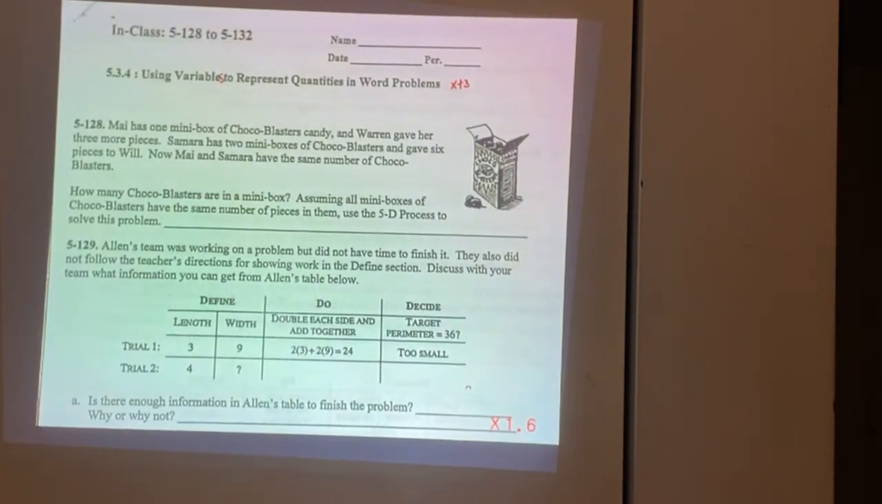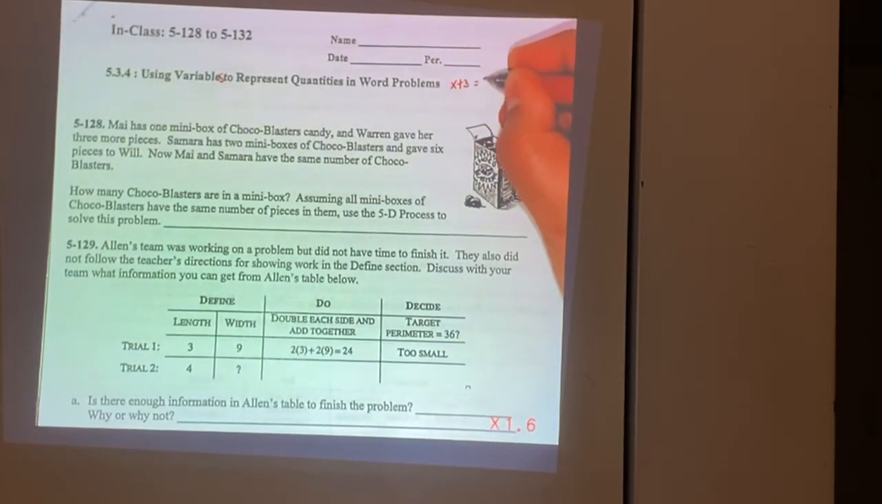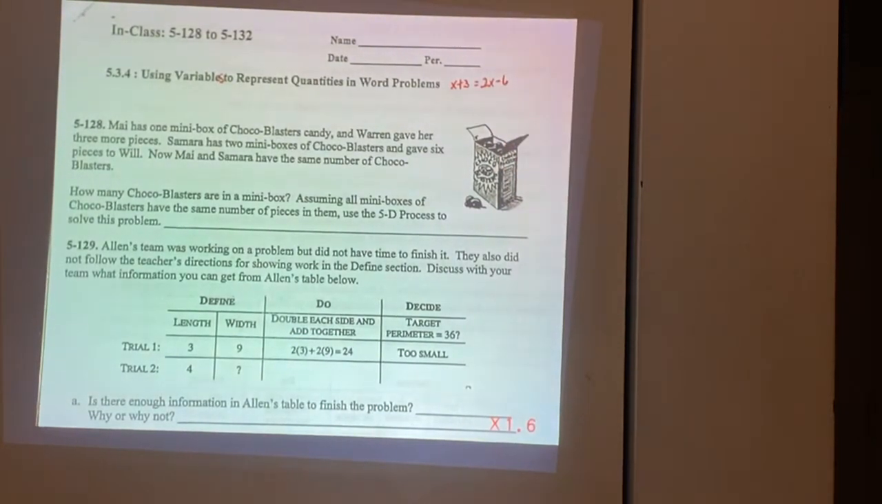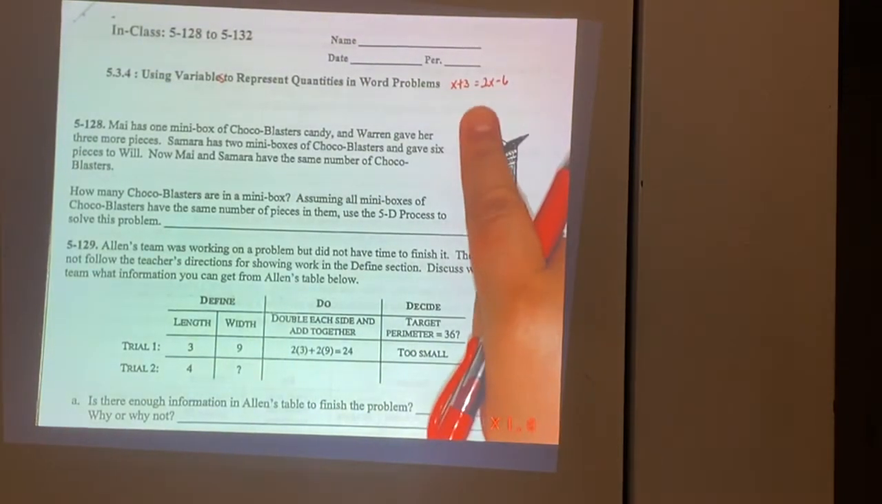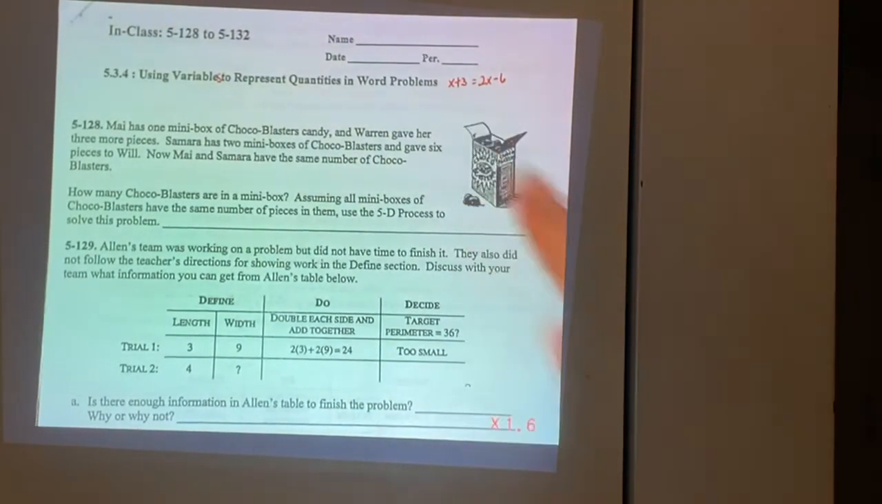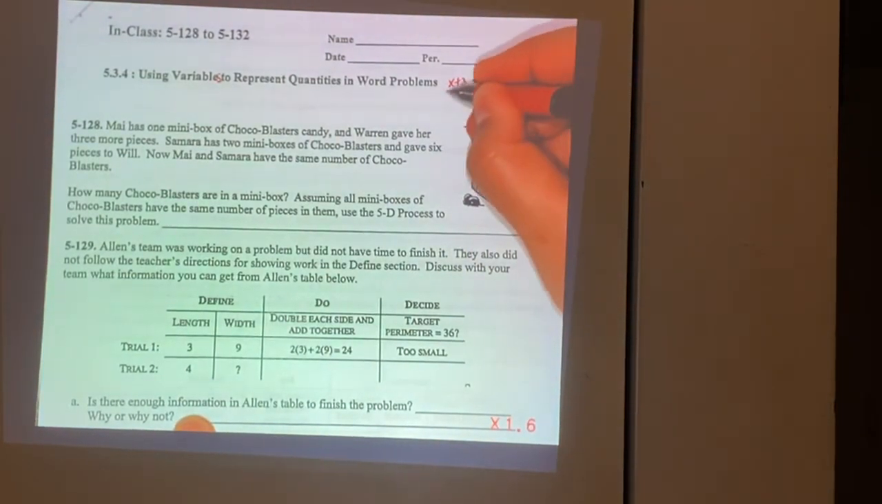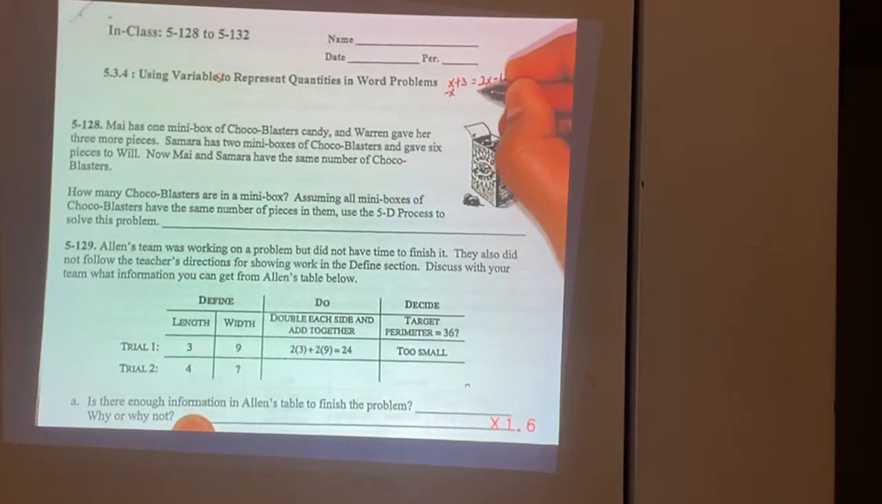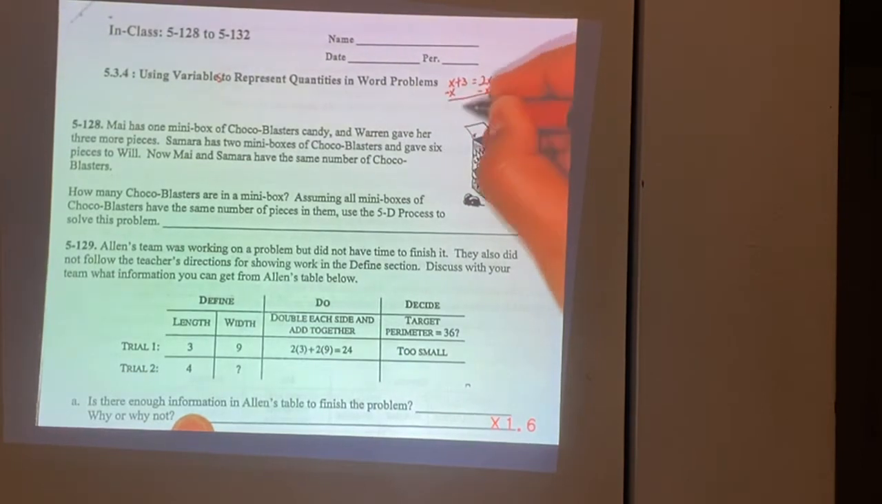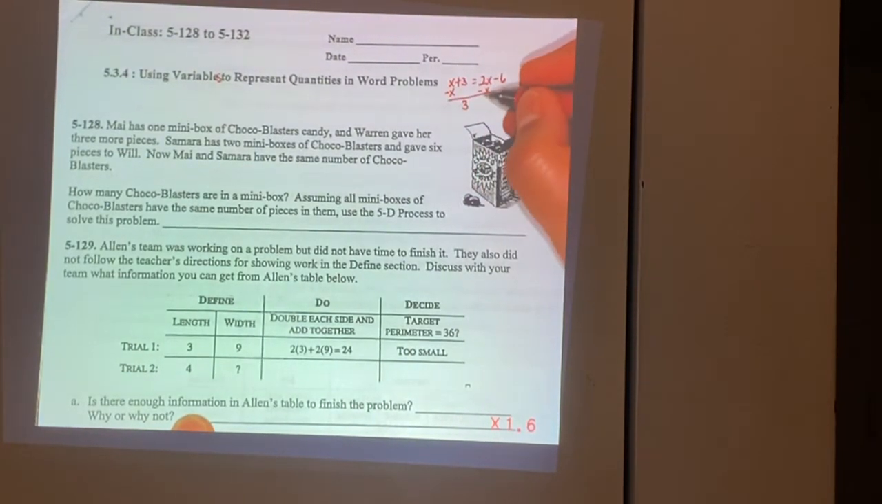Samara has 2 mini boxes of Cocoa Blasters and gave 6 pieces to Will. So she's got 2 boxes and gave away 6. Now Mai and Samara have the same number of Cocoa Blasters, so that's why I made it equal. So what I'm going to do is take a box away from each girl. So now Mai only has 3 Cocoa Blasters, and Samara has a box minus 6.